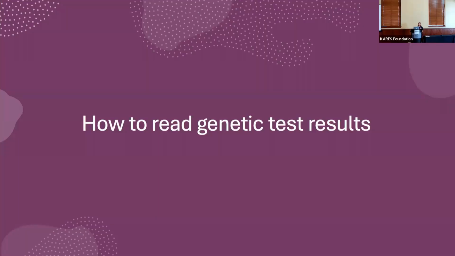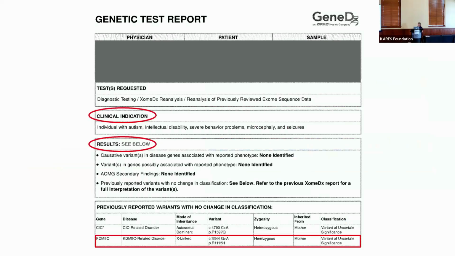Okay, so now I'm going to talk about how you would read your genetic test report. And so I have an example of a genetic test report here. This is from GeneDx, which is a laboratory that a lot of doctors use to do exome sequencing. The test requested was ExomeDx, which is basically whole exome sequencing. The doctor provides the clinical information about the patient, and then the results, they talk about causative gene variants, variants in genes that are possibly associated.